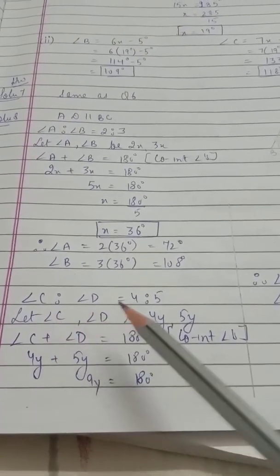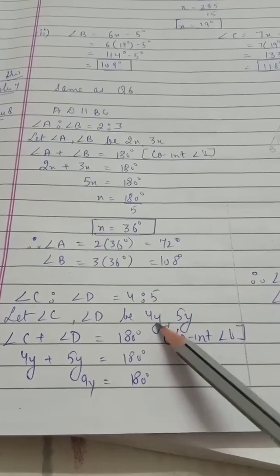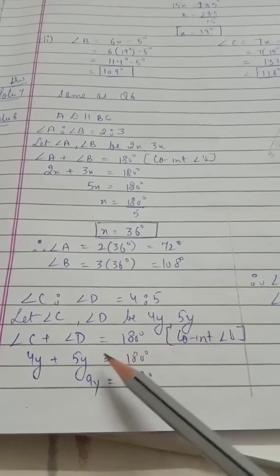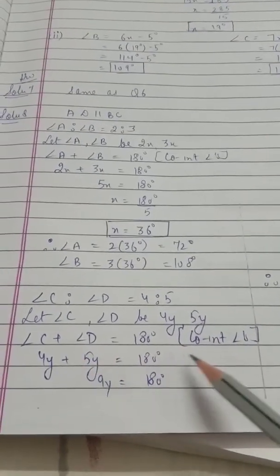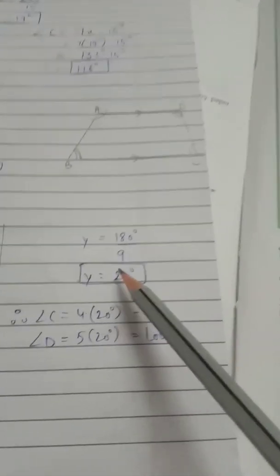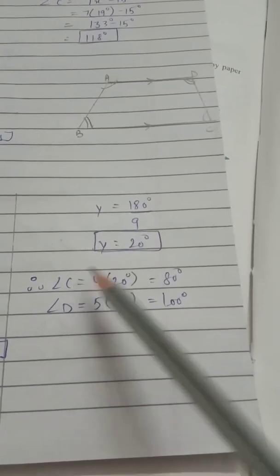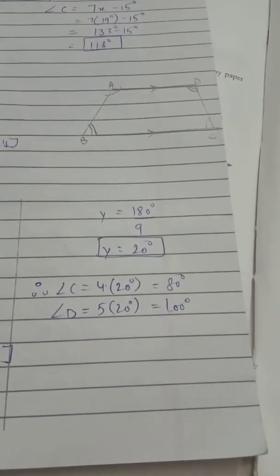Same thing we are going to do for angle C and angle D. Now take a different variable. Let C and D be 4y and 5y, and again using the co-interior property, you will get the value of y as 20 degrees. So C will be 80 and D will be 100 degrees.